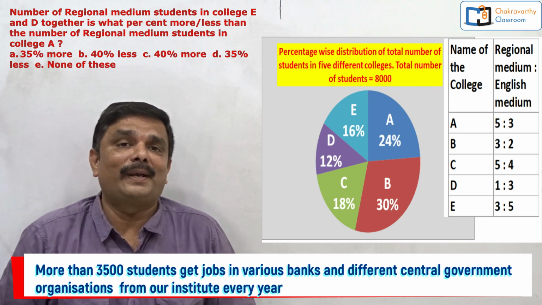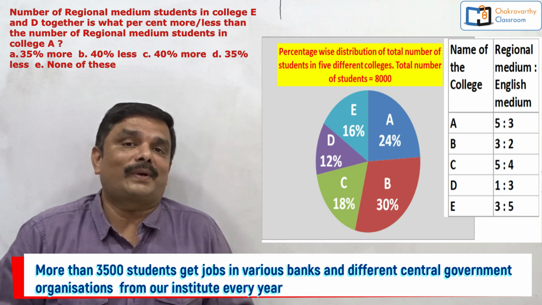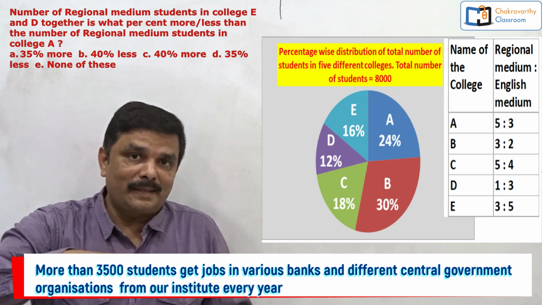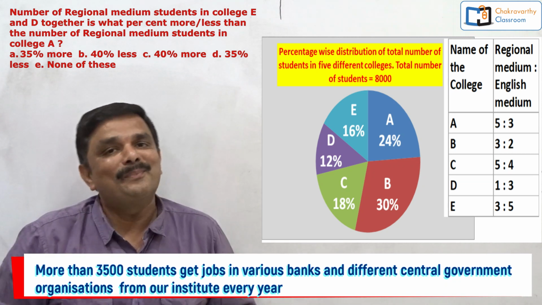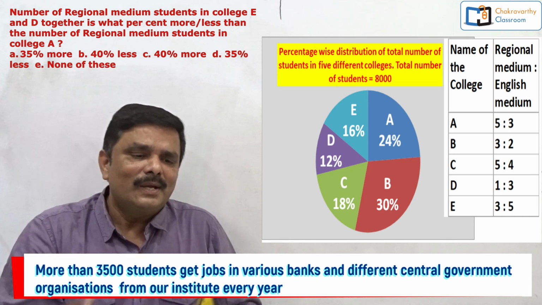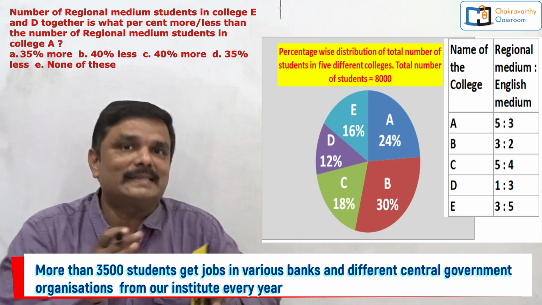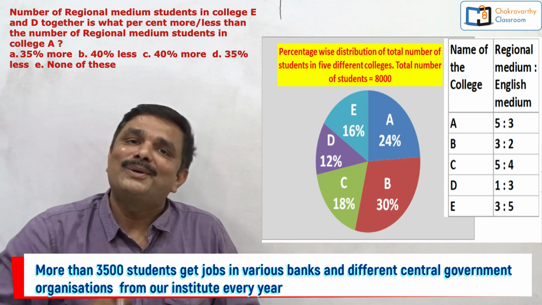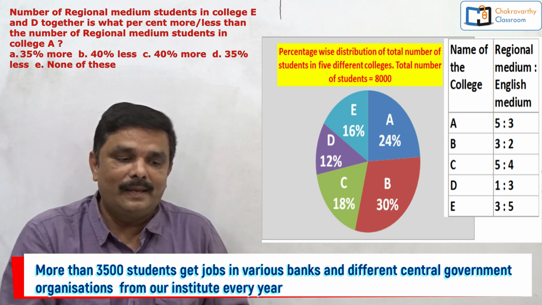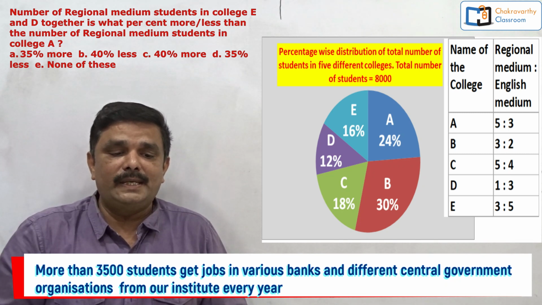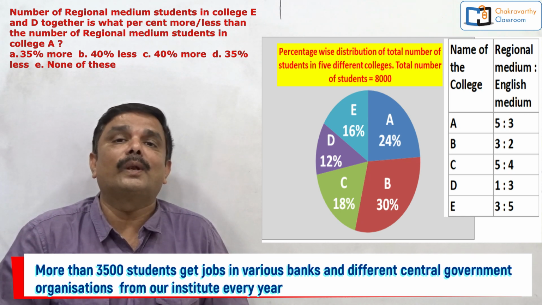Again, simple question. Alright, this question, what we are going to do now, directly I start with the shortcut. Because by this time you must have got the idea of how to take the conventional method. Now directly we solve this one. Shortcut in the sense I am just making the simplification a little less. For that only I named it a shortcut. So let's take a less simplification part. Number of regional medium students in college E and D together is what percent more or less than number of regional medium students in college A.